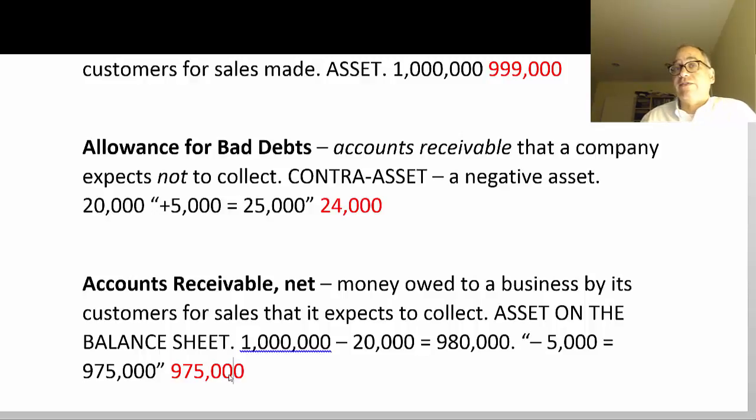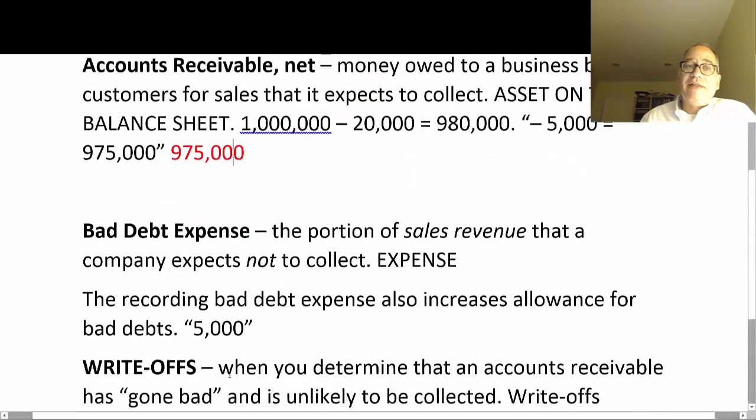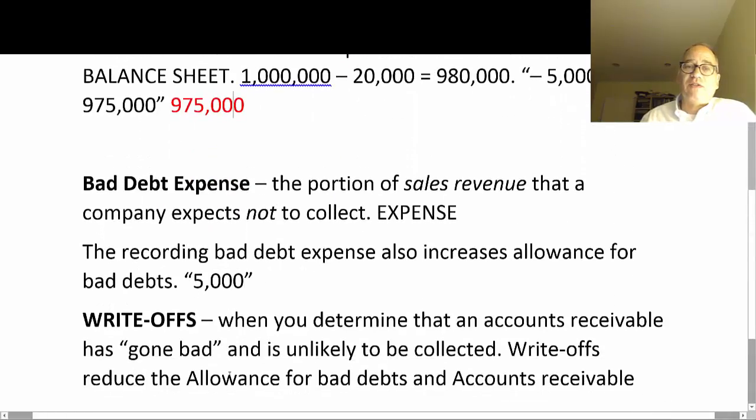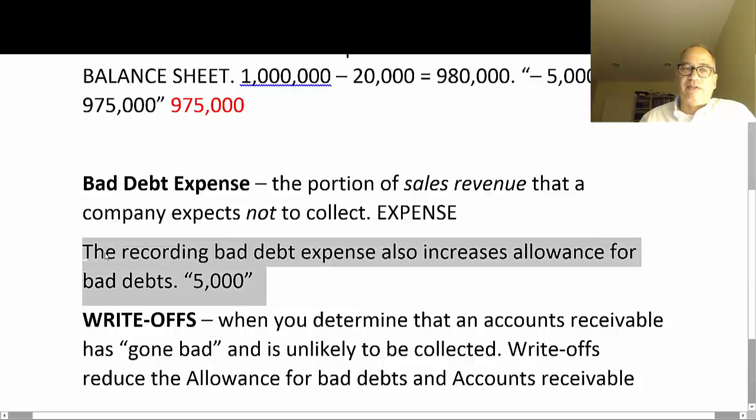Write-offs don't affect accounts receivable net. It's very important. And they don't affect the expenses directly. All they do is they reduce the allowance for bad debts and accounts receivable. The reduction in income happens when you record bad debt expense.